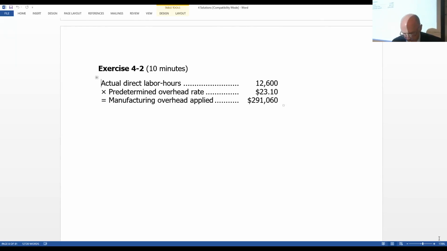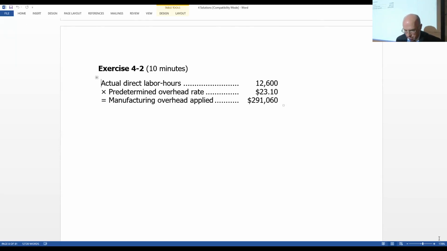So the requirement is to determine the amount of manufacturing overhead that would have been applied to all jobs during the period. So the actual direct labor hours, 12,600, multiplied by the predetermined overhead rate, 23.10. So the number we come up with is the product of those, 291,060. So again, half the battle is just understanding what they're looking for. They only give us a few numbers to work with. We just have to figure out what we do with them. So that would be a good exam question, I guess.